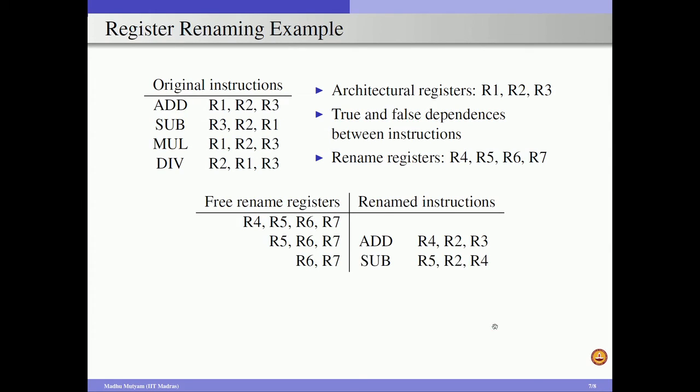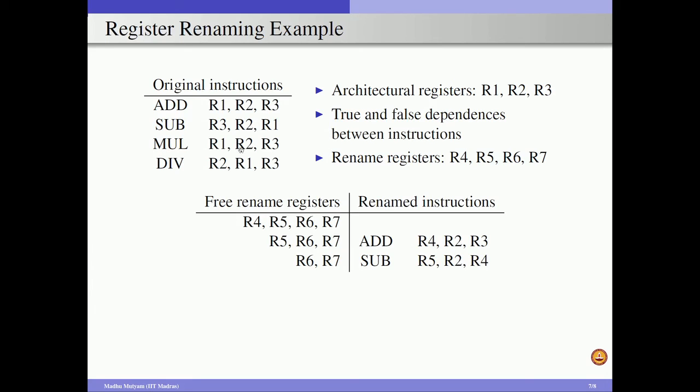Next we have the sub instruction, and we have to rename our second destination register, which is R3. In order to rename, we select the next free rename register, that is R5. Now you can see here sub R3 is renamed with R5, R2 is used as it is, but sub actually used R1 earlier, and now R1 is already renamed to R4. As a result, in our sub instruction, R1 is replaced with R4.